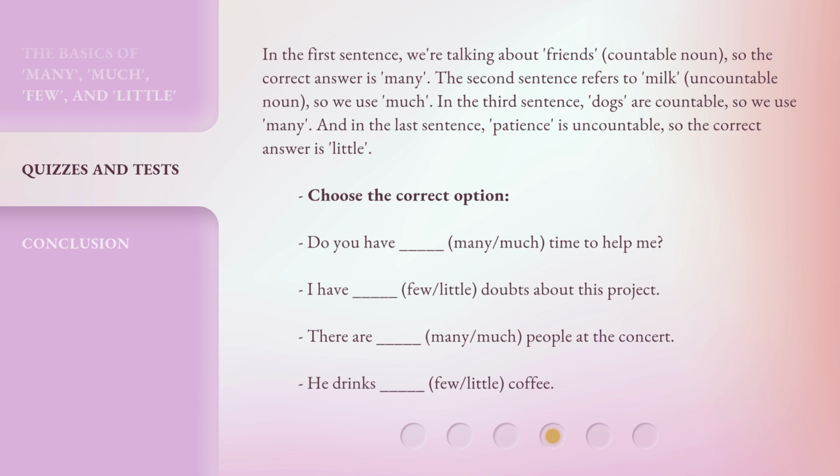In the first sentence, we're talking about friends, countable noun, so the correct answer is many. The second sentence refers to milk, uncountable noun, so we use much. In the third sentence, dogs are countable, so we use many. And in the last sentence, patience is uncountable, so the correct answer is little.